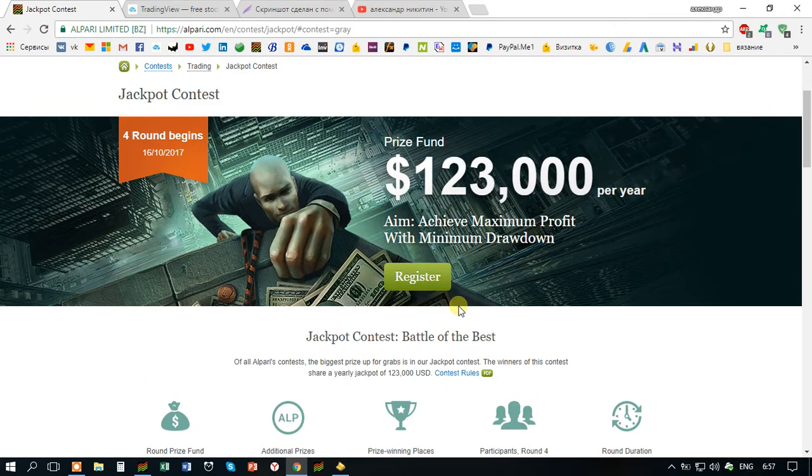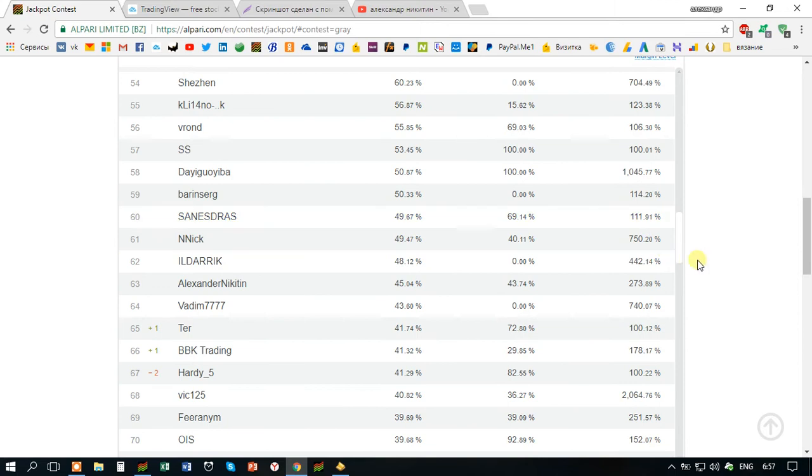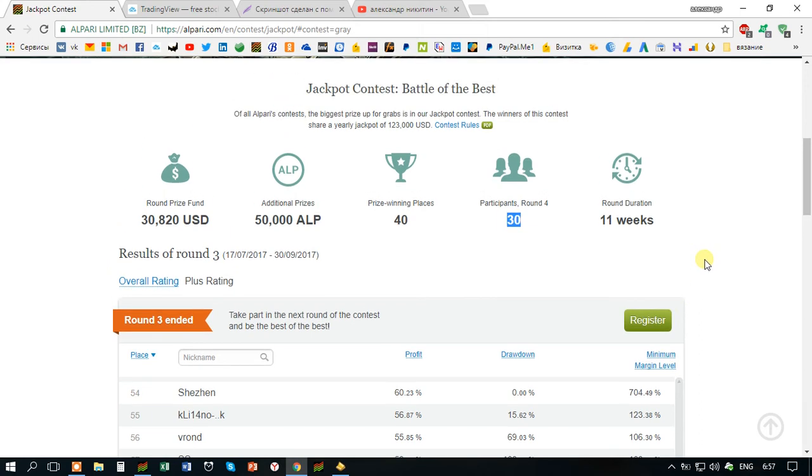On 16 October, I will be a bit wiser for this contest. I won't be risking that much, so I won't have the minimum margin level being that small. I won't open those large positions, and I won't open that many positions at the same time, so I won't have that minimum level that small either.